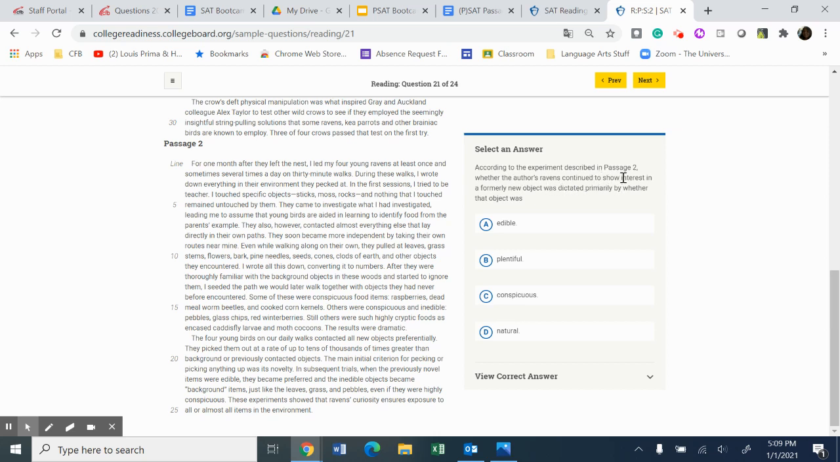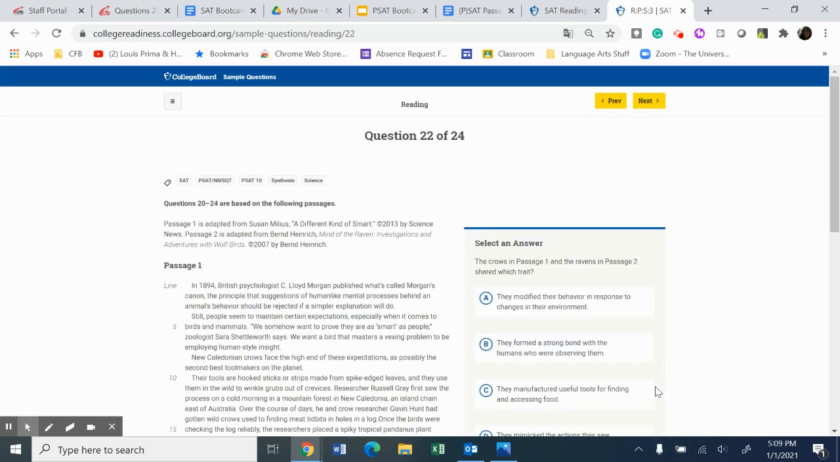Whether the ravens continued to show interest in a formerly new object was dictated primarily by whether the object was... okay, I love this question. This is a great question to start off with. I'm going to put a star there because it's a sequence question. There's an experiment, and it looks like the birds did something with an object. Okay, I'll come back to that. And I like that it's only one word for answers. Let's take a look at the next one.